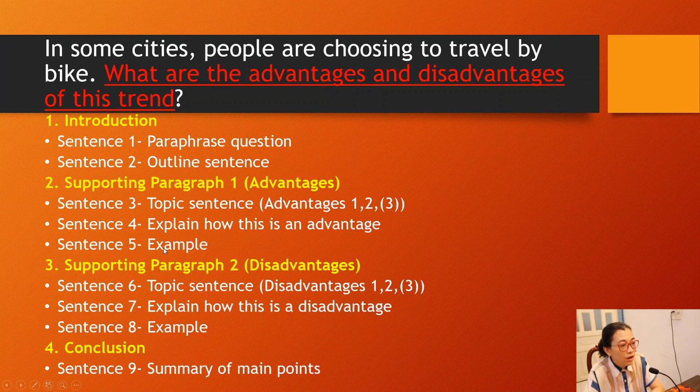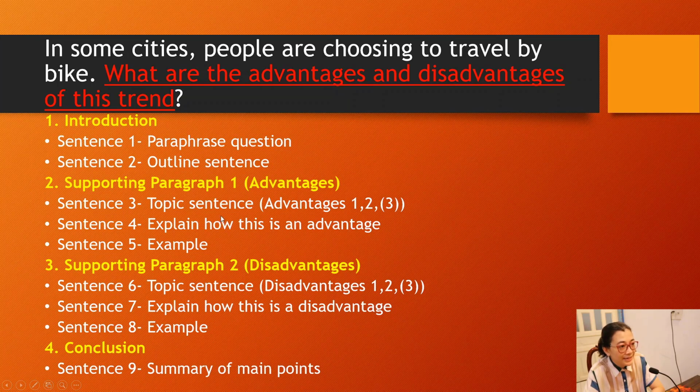Now let's move on to supporting paragraph 1 and 2. For these 2 paragraphs, you can choose to talk about advantages first or disadvantages first. It depends on you. But for each paragraph, you're going to list at least 2 advantages or disadvantages, because in the question you see advantages and disadvantages are in plural form. Okay?